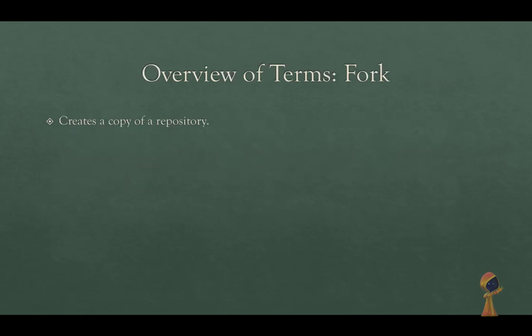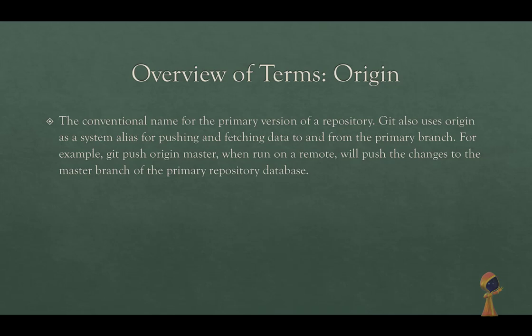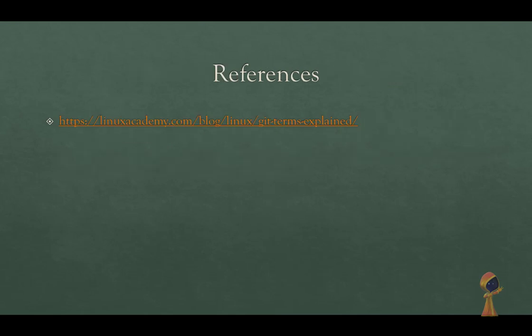Fork means creating a copy of a repo. Origin means the primary version of a repo. Now Git also uses origin as a system alias for pushing and fetching data to and from the primary branch. For example, git push origin master. When run on a remote, it will push the changes to the master branch of the primary repo database. And more details can be found online, and some of the websites and related books are given below for your reference.